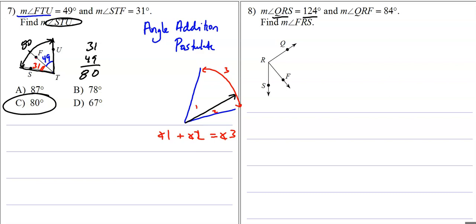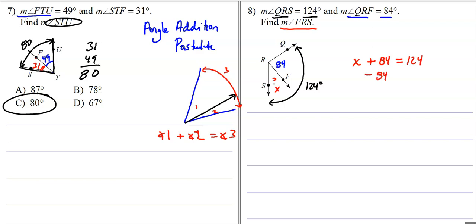All right, number 8, we label QRS as 124. So Q to R to S is the entire angle. It's all of this. So the whole angle is 124 degrees, the big dog. And we have QRF, which is 84. QRF is this top angle. And we are missing the bottom one here. We're missing, find the measure of angle FRS. So we could call it x if we'd like and set up an equation. Don't really need to, but x plus 84 should equal 124. Or you could just subtract 84 from 124, and you will find out that FRS is 40 degrees.